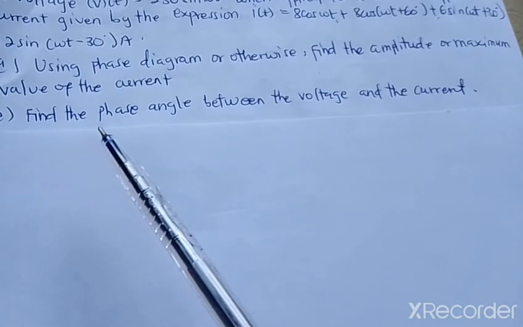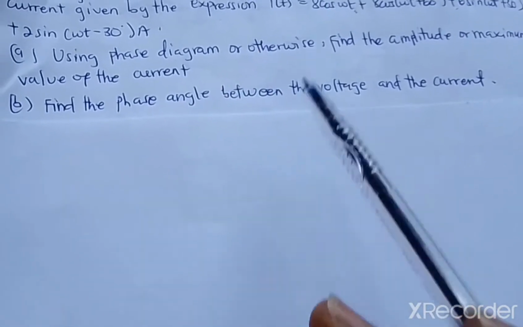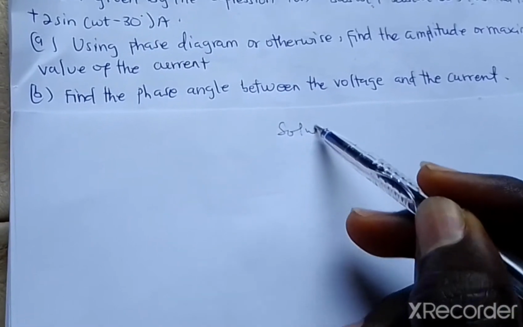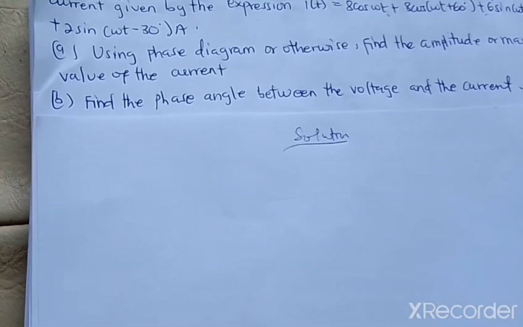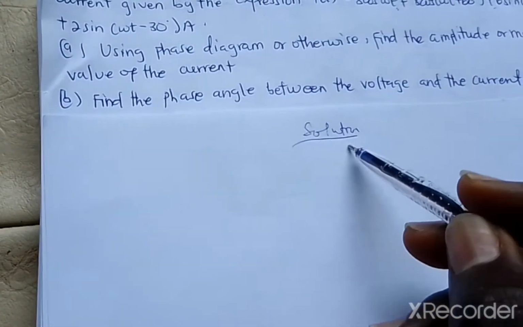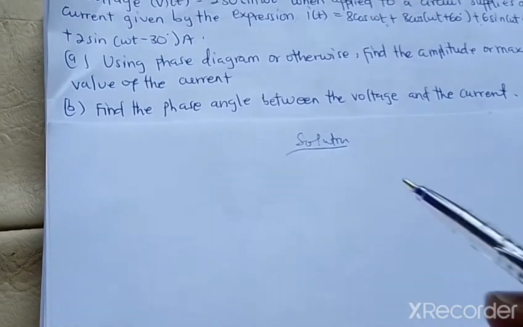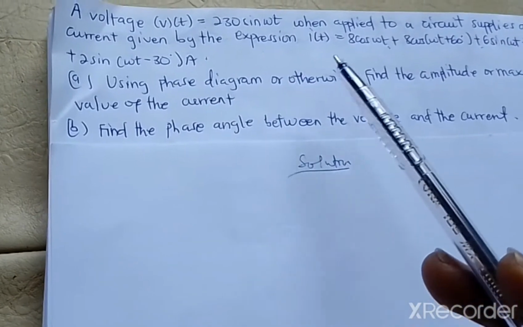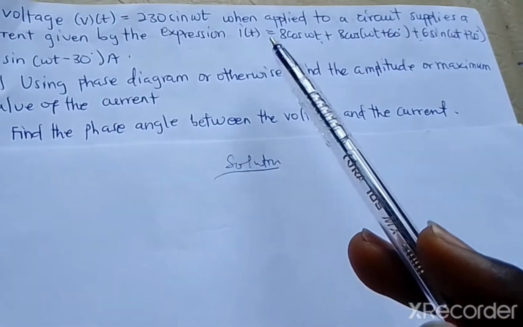Part B says find the phase angle between the voltage and the current. So let's see how we're going about this question. From here, what we are expected to find is Im, that is, the amplitude of this i(t), the current.